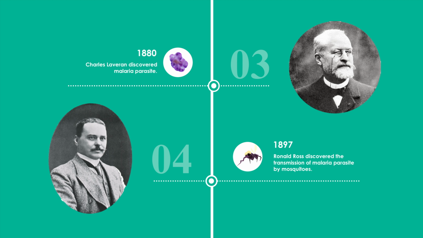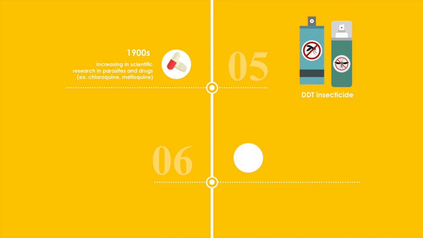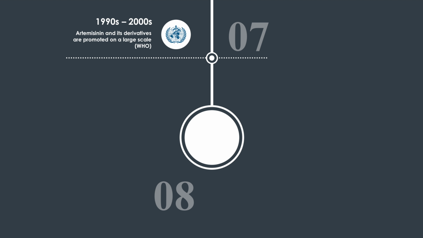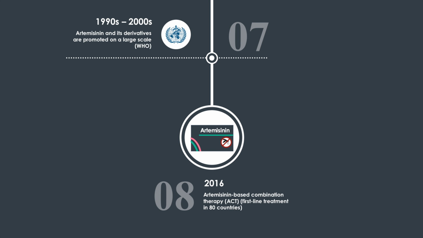During the 19th century, there were many studies about the malaria parasite and drugs. At the same time, DDT insecticide was invented. From 1970 to 1990, the overuse of DDT led to DDT-resistant mosquitoes. From 1990 to the 20th century, artemisinin was promoted by the World Health Organization. And now, in 2016, ACT is considered to be the first-line treatment in 80 countries around the world.